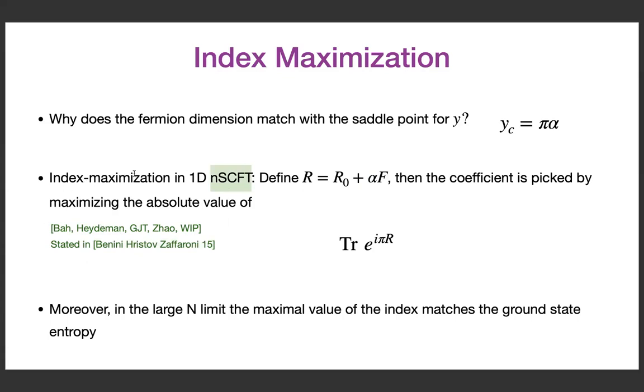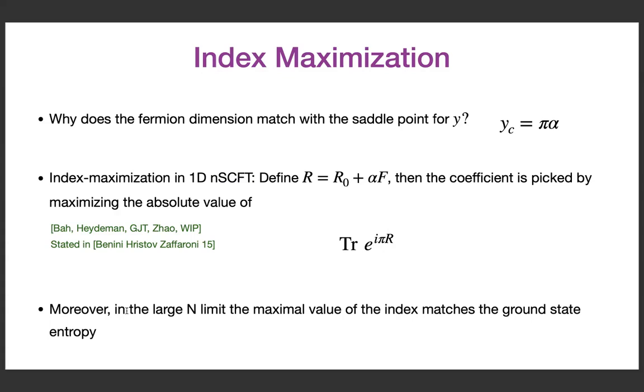But as far as I know, there is no proof of this. So it would be interesting to understand why this happens, and if we can extract maybe some information about other theories that maybe we cannot solve exactly in the IR as we can for SYK. Okay, and the last comment is that this index maximization statement, besides saying that you can determine alpha this way, also says that the maximal value of the index matches with the ground state entropy. And that's also something else we found, that we just checked from the exact solution.